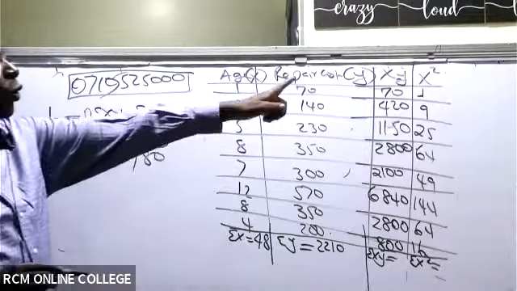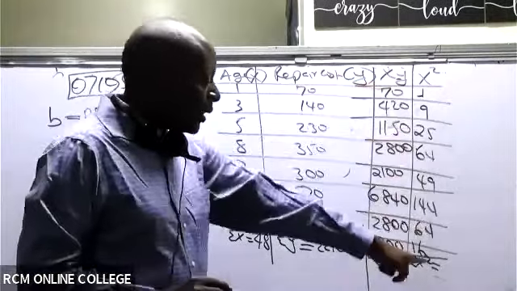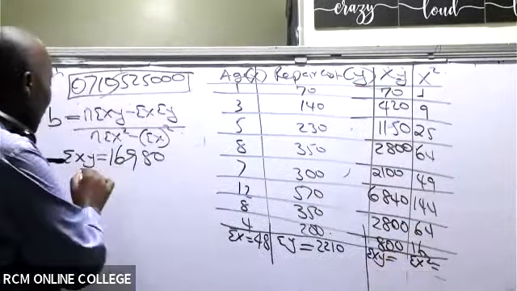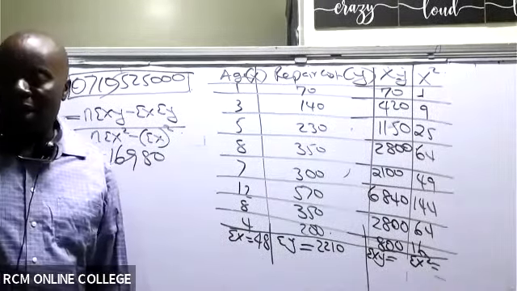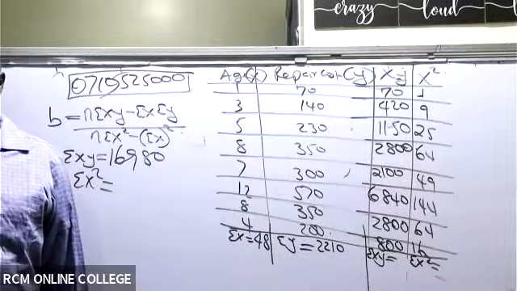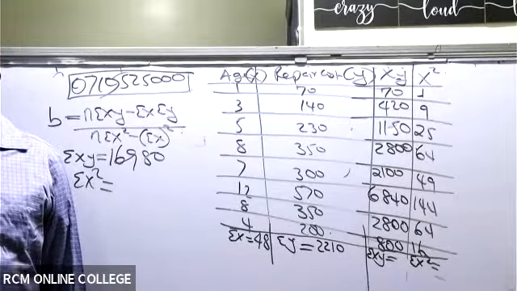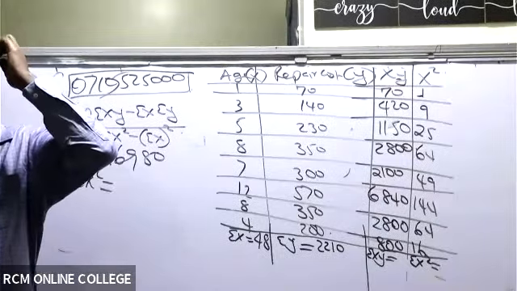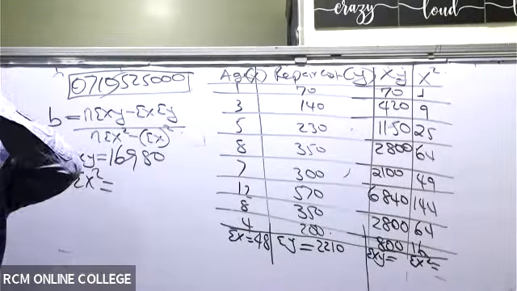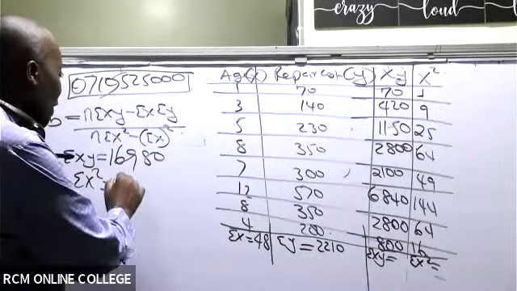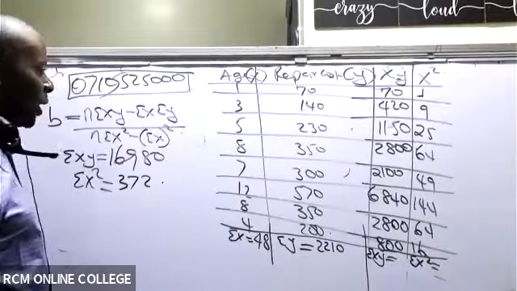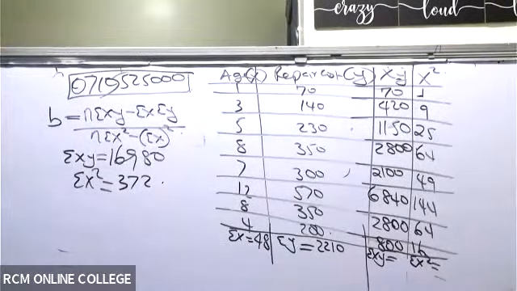And then lastly, we need the summation of x squared. Are you able to give me the answer? That's not a very hard one. That I should be able to get. So according to Kevin, it is 372. We want another student to confirm that this 372 is correct. Gitari has confirmed. Thank you so much.